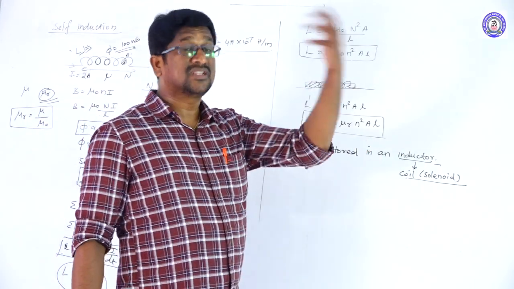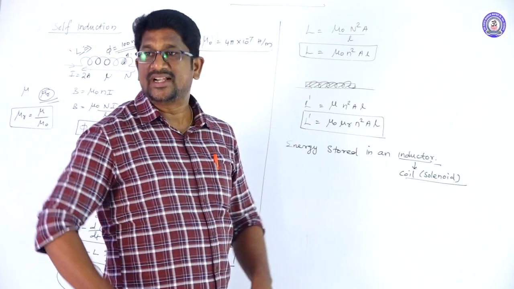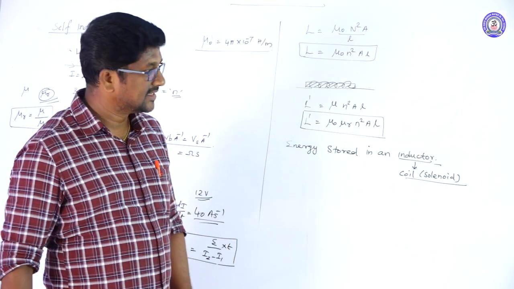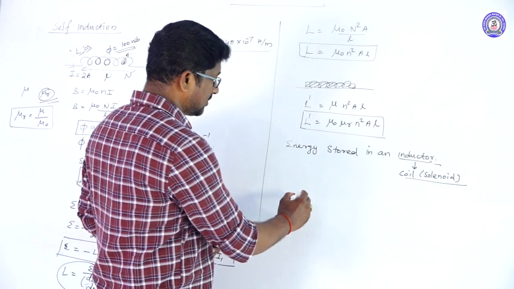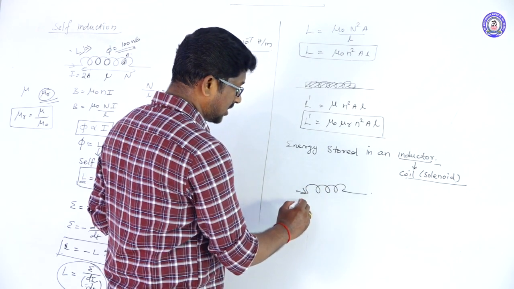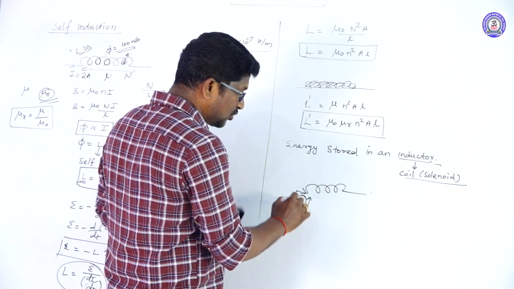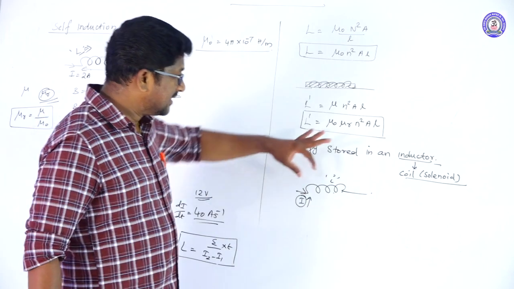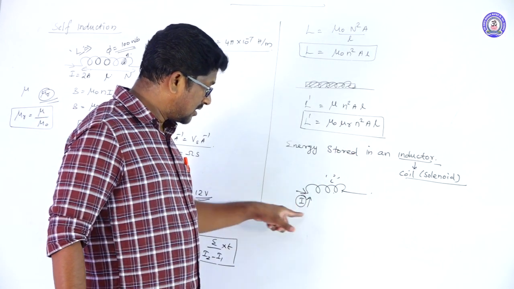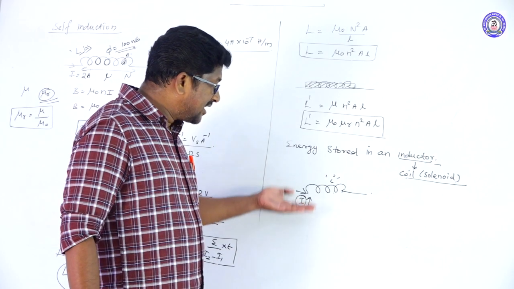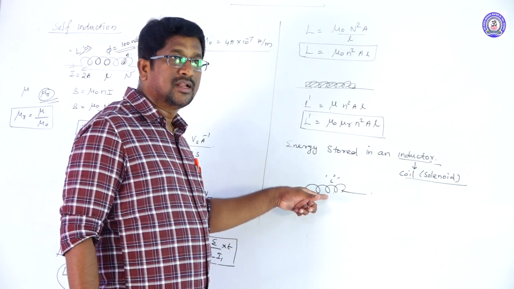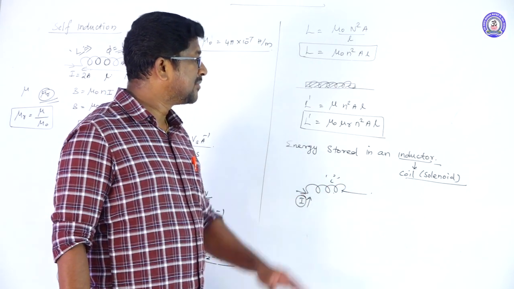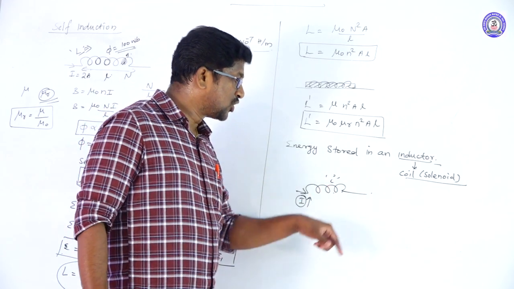So in order to establish the applied current in the coil, work has to be done. That work done is stored as magnetic potential energy in the coil. So when current is passed through the coil, if the magnitude of current flowing through the coil changes, an induced current is produced in the coil. This induced current opposes the applied current. So work has to be done, and that work done is stored as potential energy in the coil.